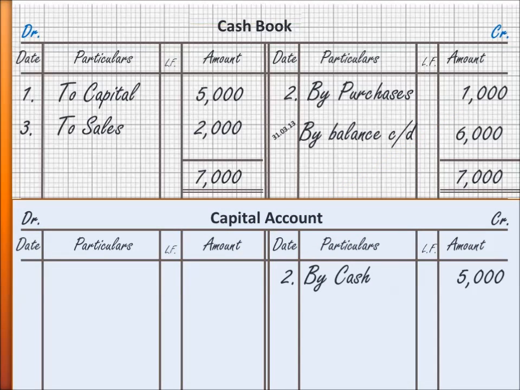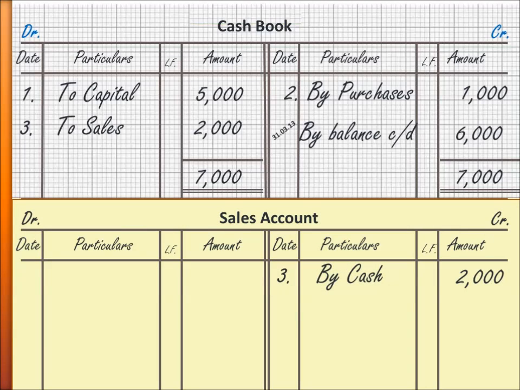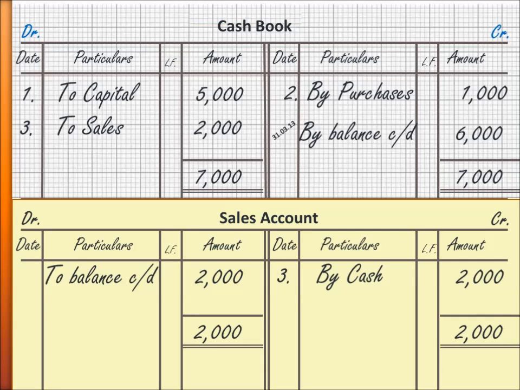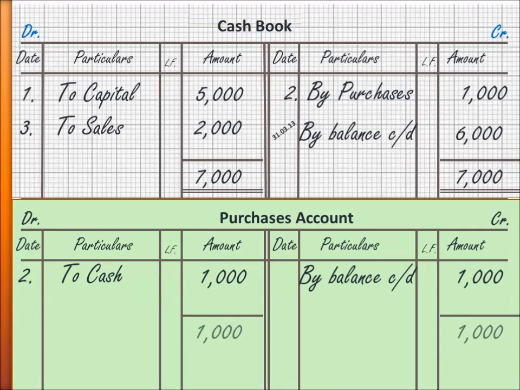So let's calculate the closing balances of each and every account. So cash book is also cash account. CD is already there. I mean to say closing balance is already there. Now capital account. To balance CD rupees 5,000. Now in sales account, to balance CD rupees 2,000, total 2,000 on both sides. Come to the purchases account, by balance CD rupees 1,000, total on both sides rupees 1,000. In this way, we have completed the ledger posting.